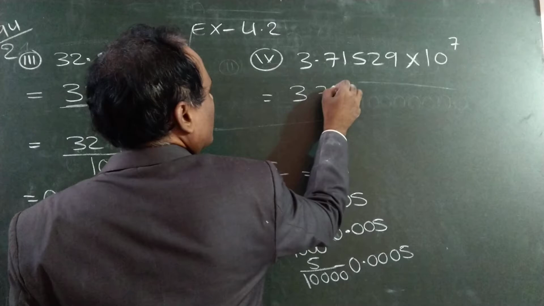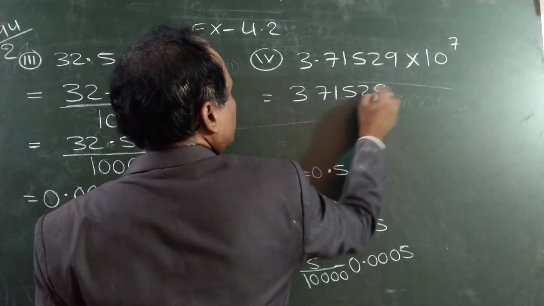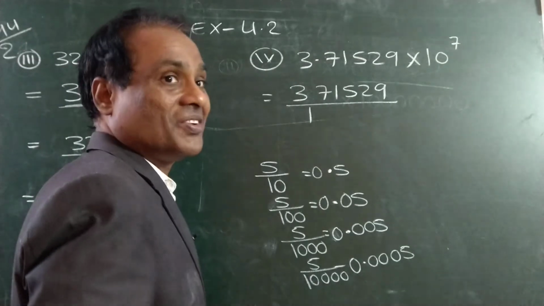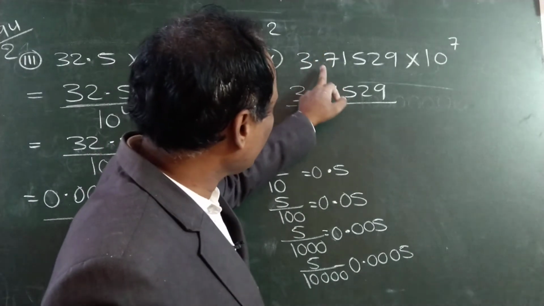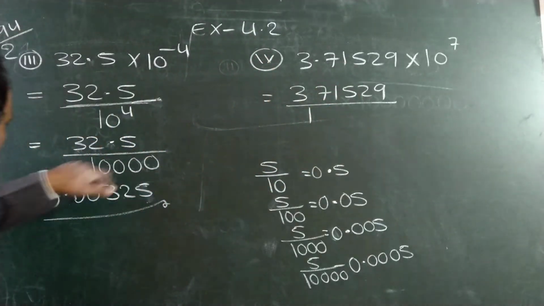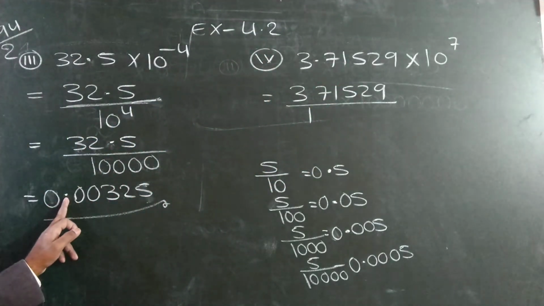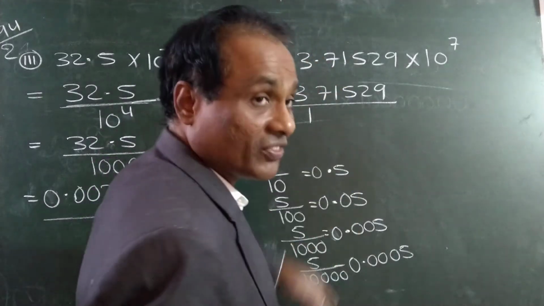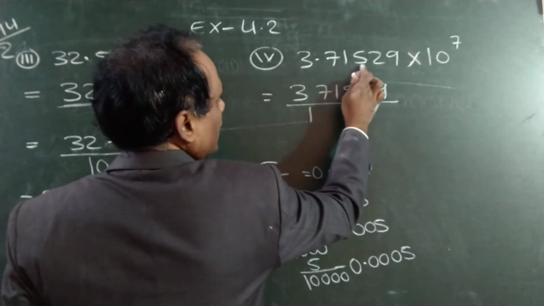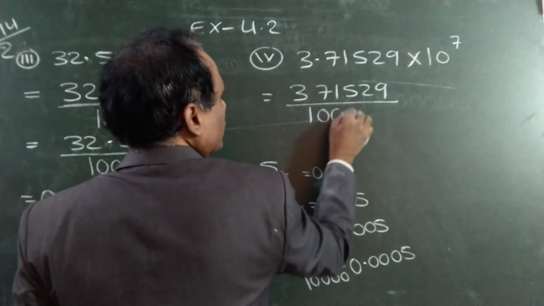3, 7, 1, 5, 2, 9. Remove the decimal. To remove the decimal, what do we have to do? After the decimal, how many digits? 1, 2. To remove the decimal, we put the zeros. Reverse process. To remove the decimal, 1, 2, 3, 4, 5: 5 zeros.